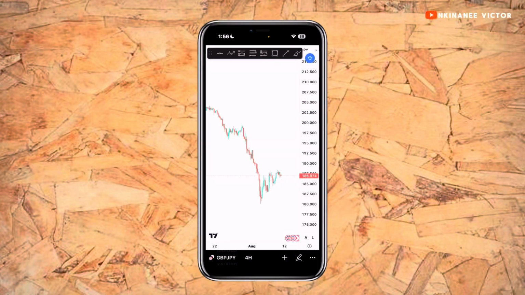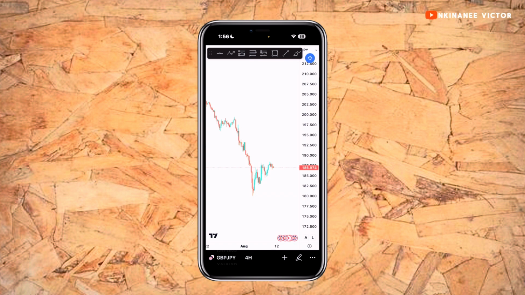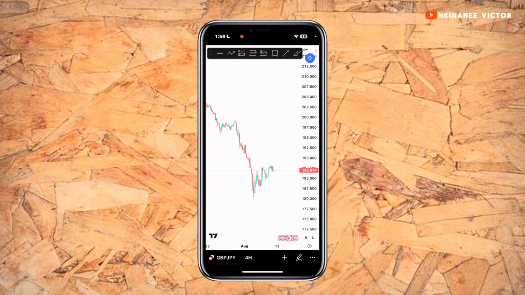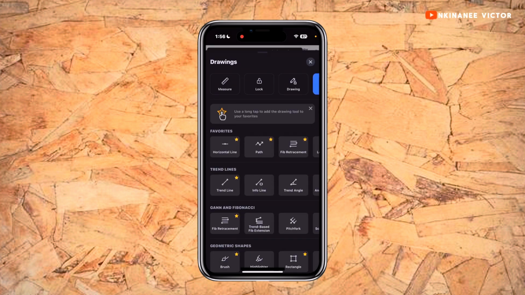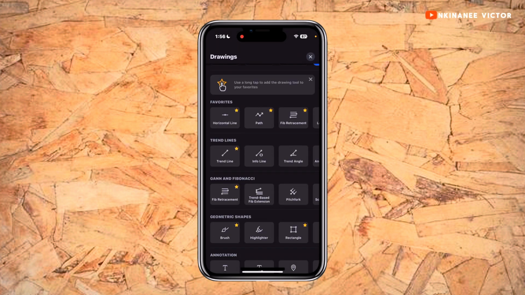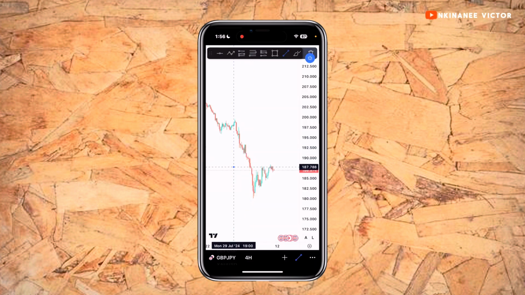Straight to your TradingView. Let's see what these tools look like and what they are used for. First and foremost, click the pencil button at the bottom of your chart here. Scroll up, you see under trend lines, you see trend line. So click trend line. So trend line basically is a very flexible tool and it's used mostly in a trending market. It can go like this, or however.